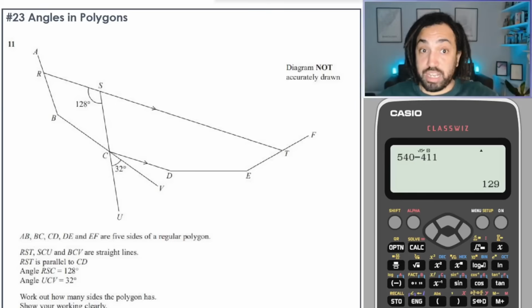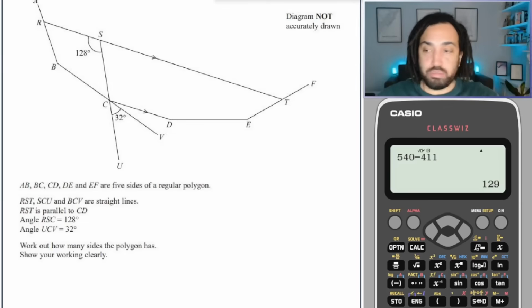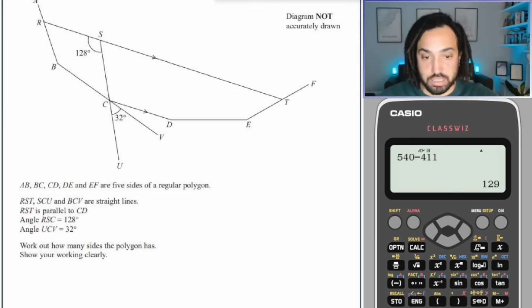Topic 23, angles in polygons, and this is a little bit of a corker. I mean, you don't normally get them this tricky, but anyhow, let's get on with it. We've got 5 sides of a regular polygon. We've got RST. They're all straight lines. And RST is parallel to CD. And we've got the angles in there. Work out how many sides this polygon has.